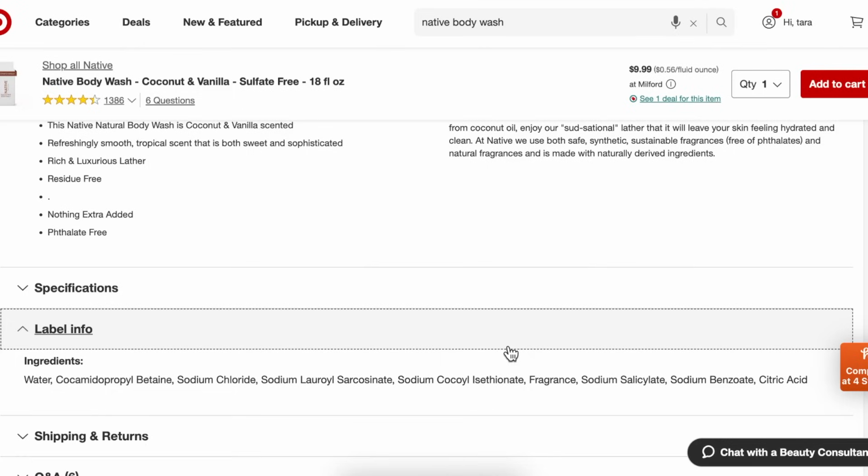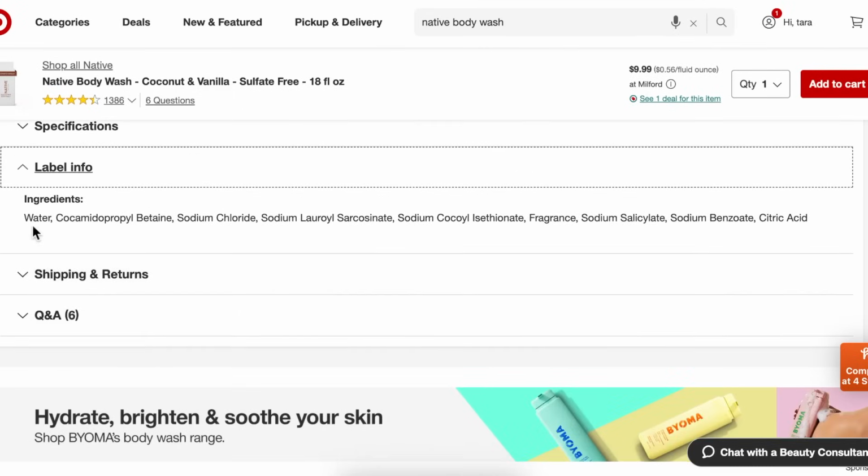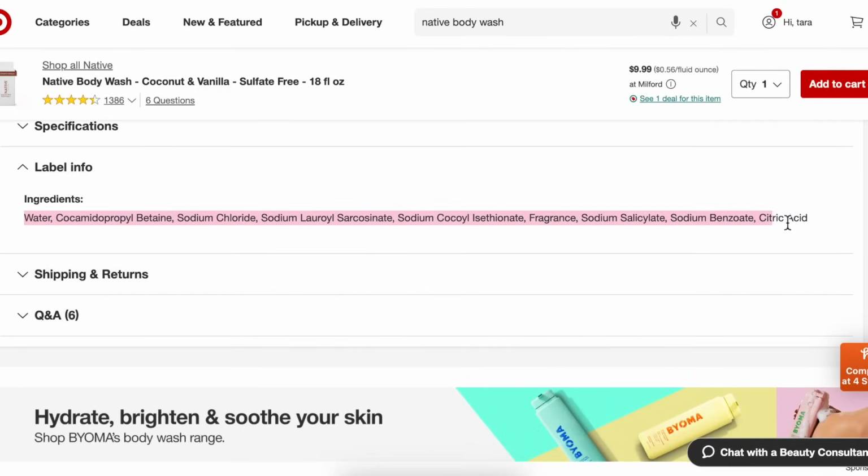So I went on target.com. They have water as their first ingredient. This looks more right, but then they have salt as the third ingredient. So again, I think these are kind of not 100% in order, but let's just talk about them.